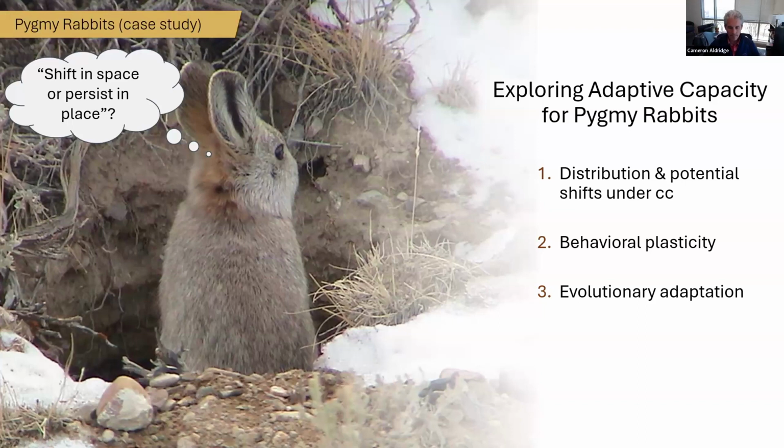So I'm going to give a little bit of an example with pygmy rabbits. And I think Lindsay really introduced the idea that we have a lot of gaps in understanding about their ecology and how they might respond to climate change. So I'm going to just give a little bit of an overview of some work that we've done, some questions that we have, and work that still needs to be done to address some of these major components of adaptive capacity. So I'll talk a little bit about distribution and potential shifts in distribution under climate change. I will talk a little bit about that behavioral plasticity, and then I'll end with some work that deals with adaptation.